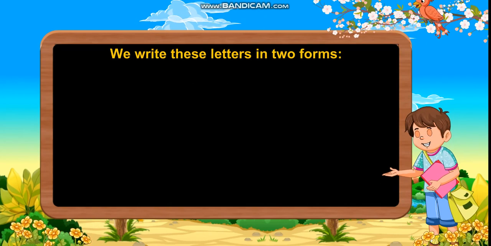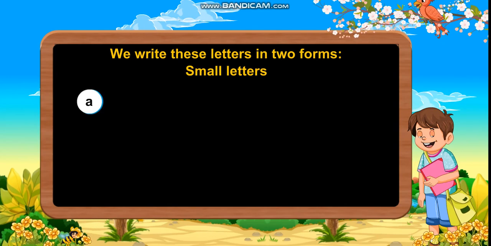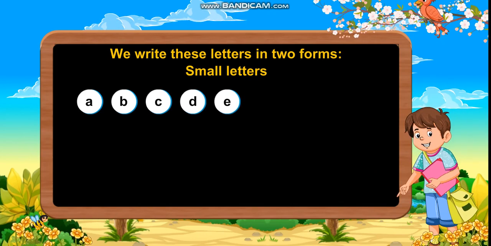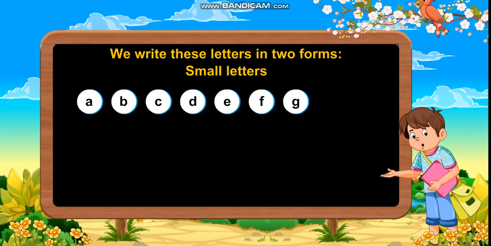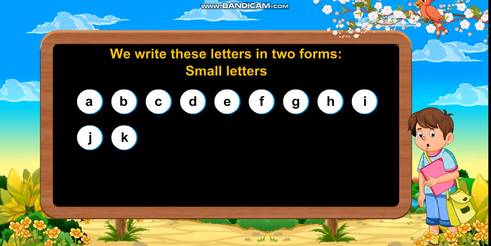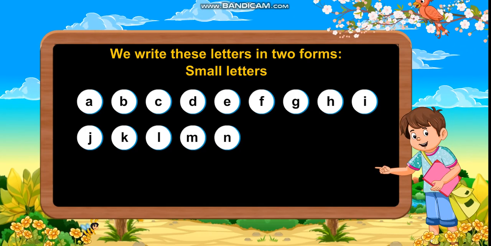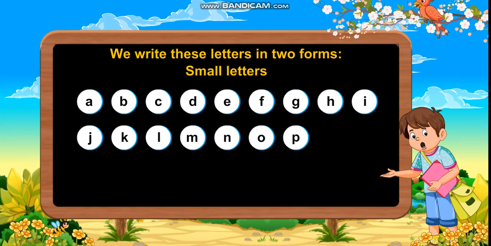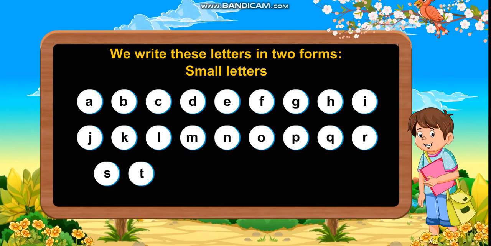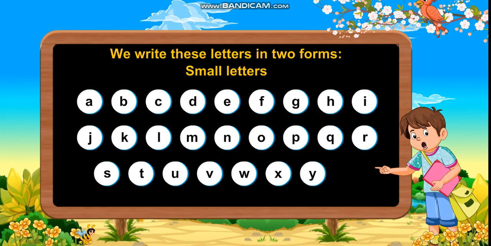We write these letters in 2 forms. Small letters: a, b, c, d, e, f, g, h, i, j, k, l, m, n, o, p, q, r, s, t, u, v, w, x, y, z.